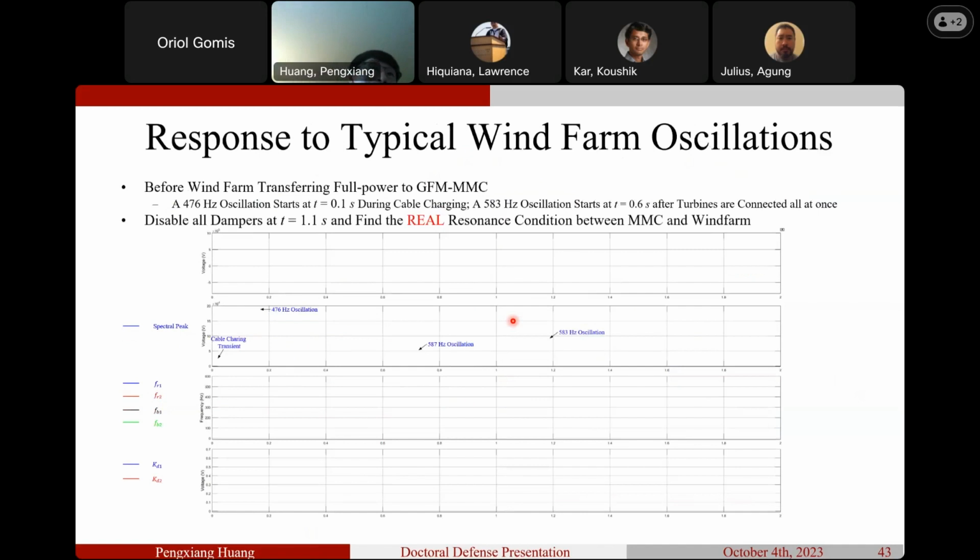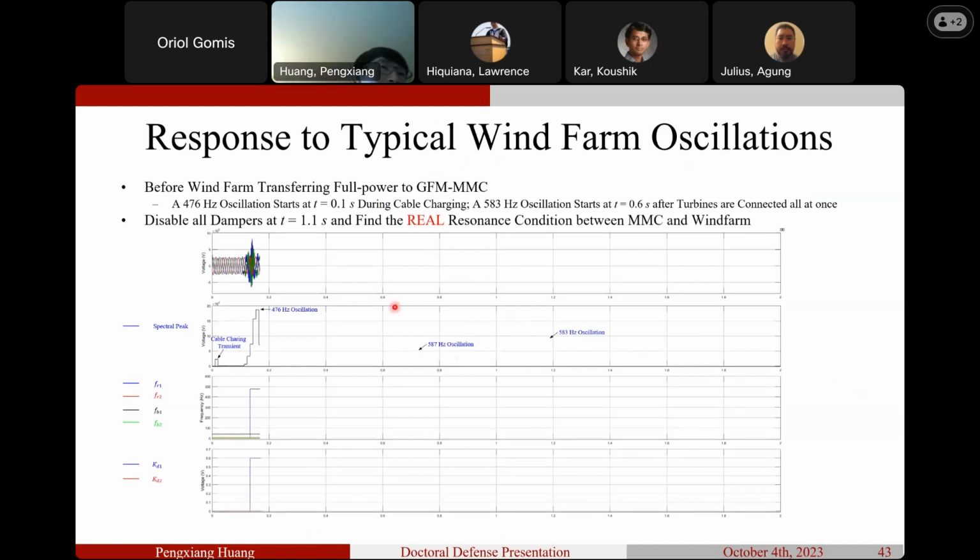Another thing is more interesting, because when you have a wind farm, you have two stages. First of all, you have charging cables, and you have oscillation with the cables. Then when the wind turbine is connected, you have to damp the oscillation between the MMC and the wind farm. And you know, like before, based on what we know, when you detect the second oscillation, you have to use double tune first of all. But that's not the real case. Let's first see how the system looks.